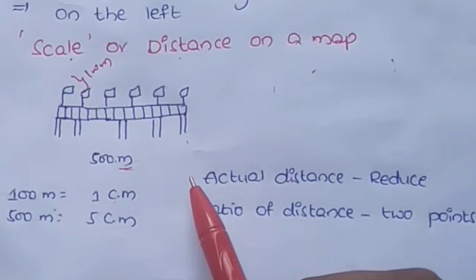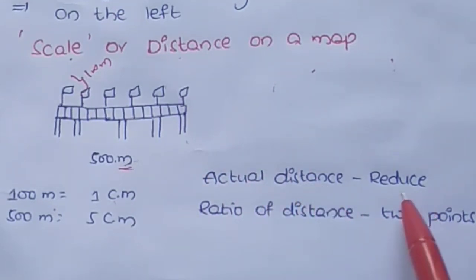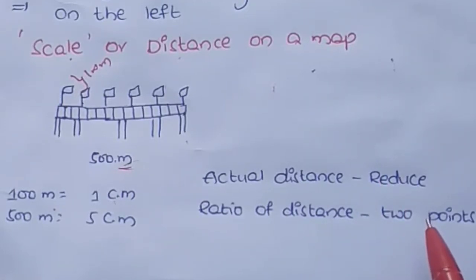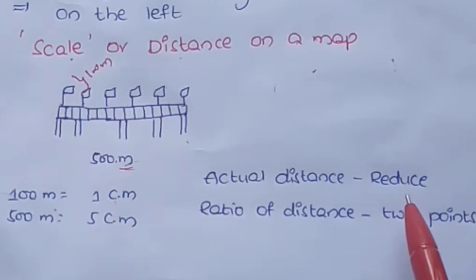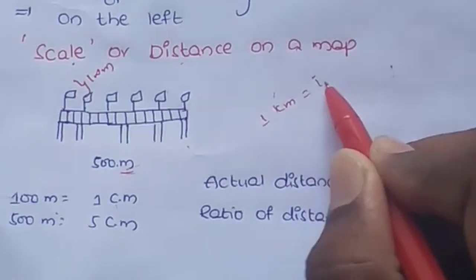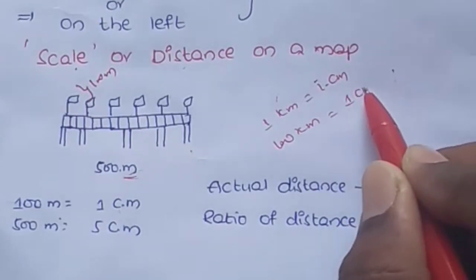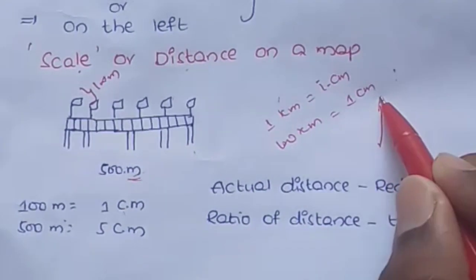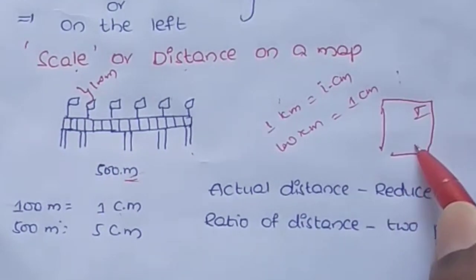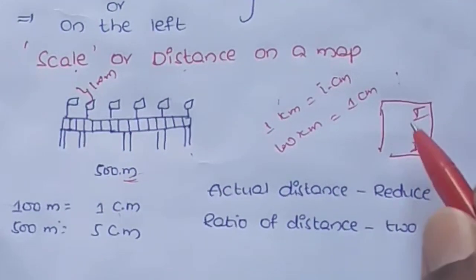This scale will be mentioned, and this ratio also will be mentioned. The actual distance will be reduced on a map, and the ratio is the distance between the 2 points on the map to the actual distance on the ground. We need to keep that in mind. And it may change. Sometimes 1 kilometer is given as 1 centimeter. Sometimes 100 kilometers also will be given as 1 centimeter. This scale will be mentioned on a map, on the right side of the top or else the right side of the bottom.